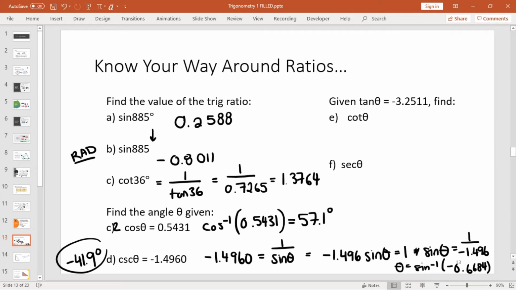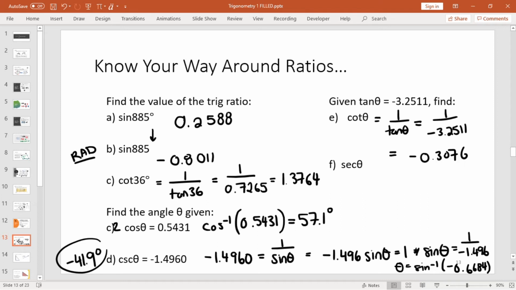All right, let's look at E. We're given a tangent. Now we could go tan to the negative 1 and find the angle, but we don't need to because we just want the cotangent, and we know that's equal to 1 over tan theta. So if tan theta is negative 3.2511, that's all the math I need to do, and I'm going to get negative 0.3.